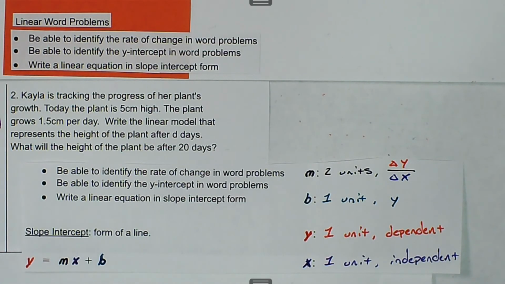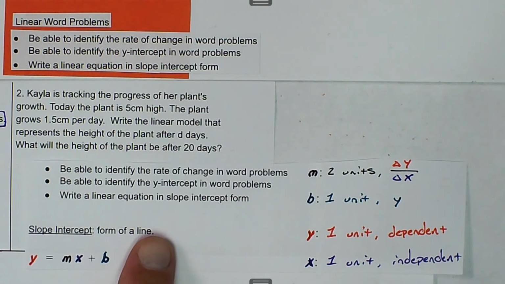So question number 2, Kayla's tracking the progress of her plant's growth. Today, the plant is 5 centimeters high. The plant grows at 1.5 centimeters per day. Write the linear model that represents the height of the plant after D days. What will the height of the plant be after 20 days?